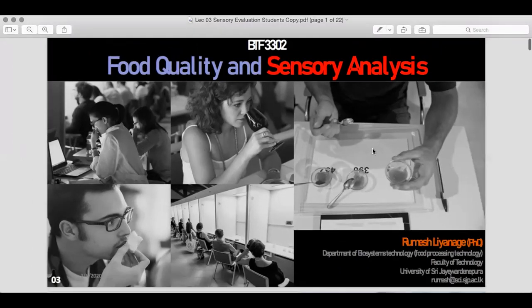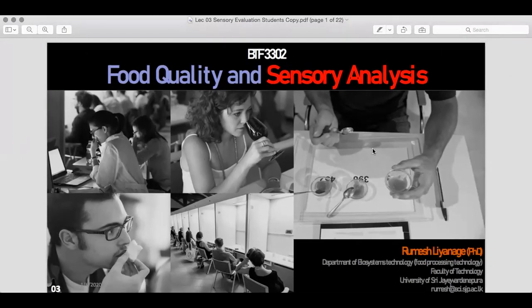So last week we discussed food quality and sensory evaluation. Why is it important and how is it used? First of all, I must remember Vimukti. He's in hospital now, so we can all wish him a speedy recovery.